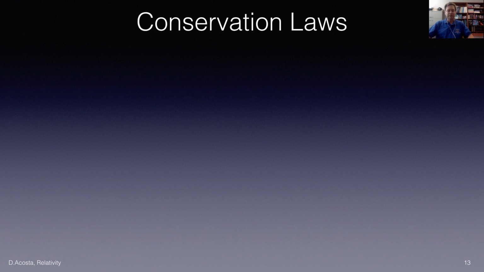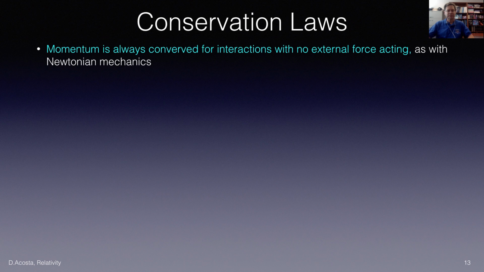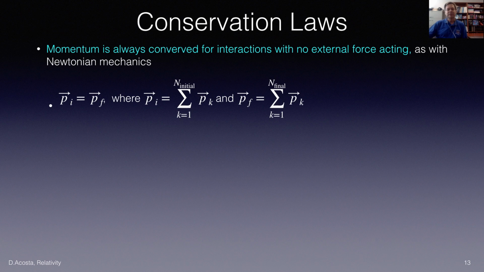First, let's review the conservation laws. What have we learned back in Physics 1 of Introductory Physics? We learned that momentum is always conserved for interactions with no external force acting on them. So if it's in isolation. And that fact that we learned in Newtonian mechanics is the same as what we use here in relativity. It hasn't changed. Momentum is always conserved. The difference is, of course, we're going to use the relativistic form of momentum.